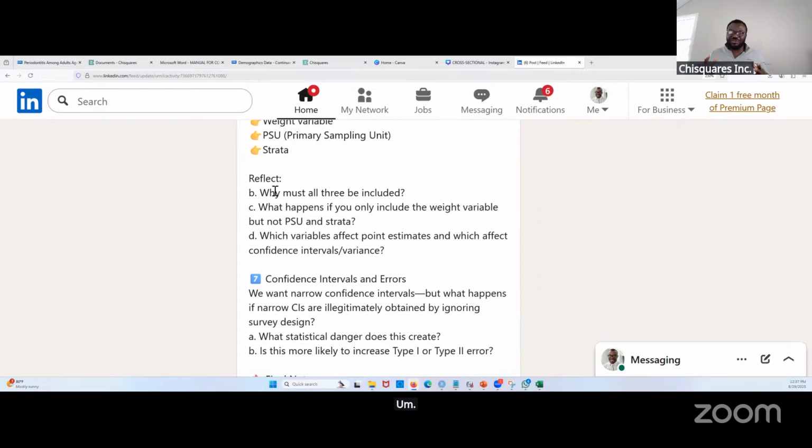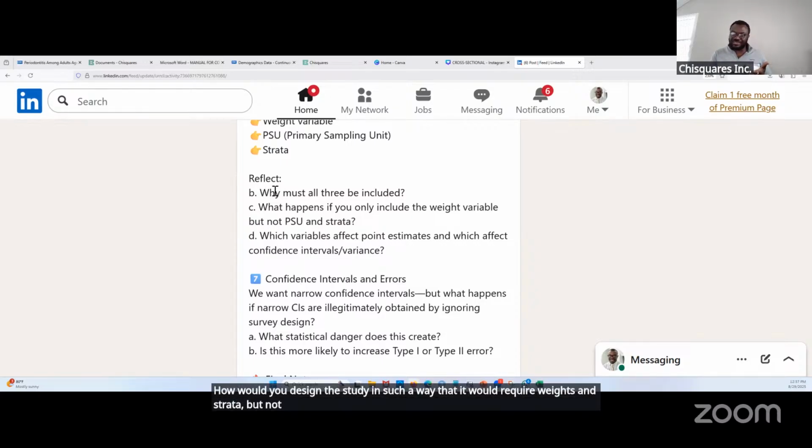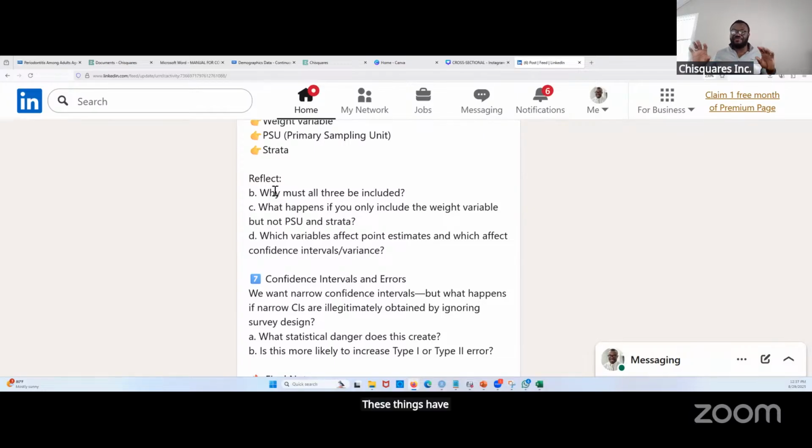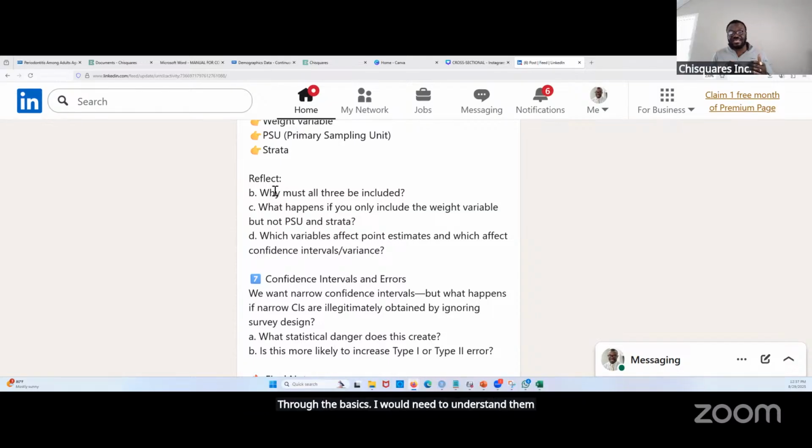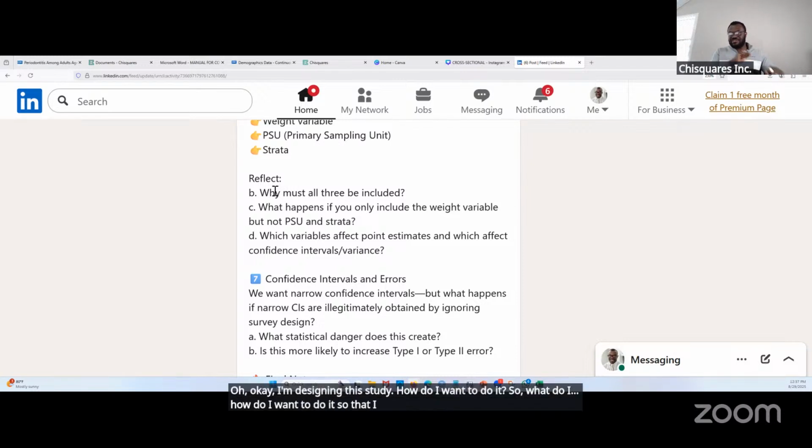So if you're conducting a survey among high school students, the devil is in the details. So you have to tell us how will you design the study in such a way that it will require weights and strata, but not clusters or PSUs. These things we have to make sure they're not just technical terms in our ears, that we need to understand them to the basics. And we need to understand them in the context of, oh, okay, I'm designing a study. How do I want to do it? So how do I want to do it so that I will have this or that, right?